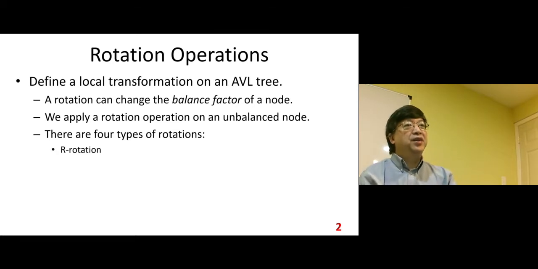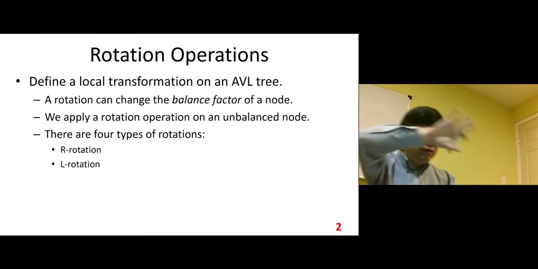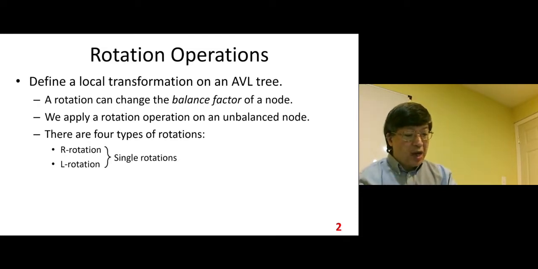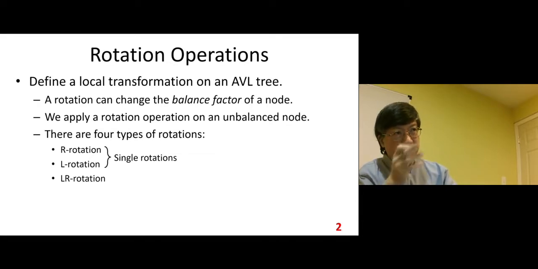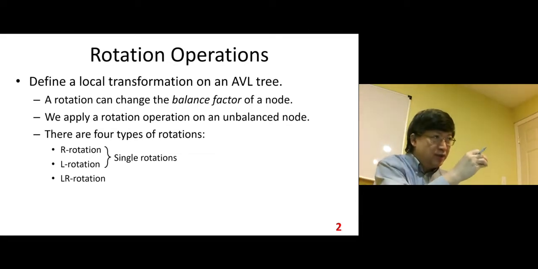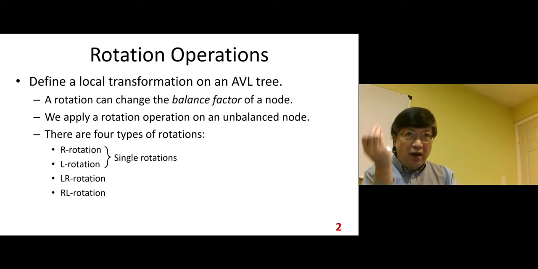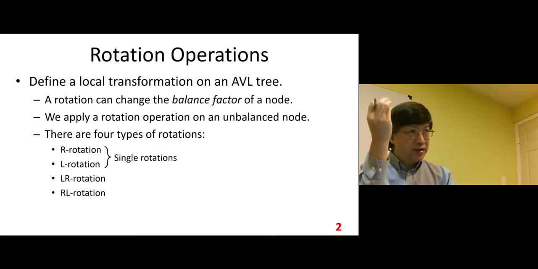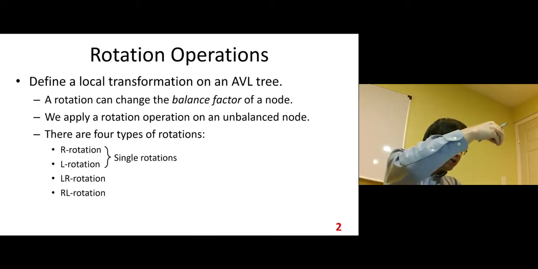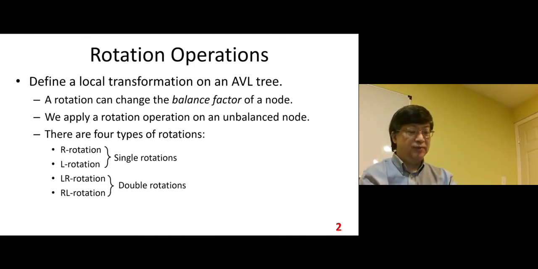So there are 4 types of rotations. R rotation, where R means right, and L rotation, left. These are single rotations. You only do the rotation once. Then there are double rotations, the LR rotation and the RL rotation, where you need to do it twice: left once, right another time, or R first, L next.